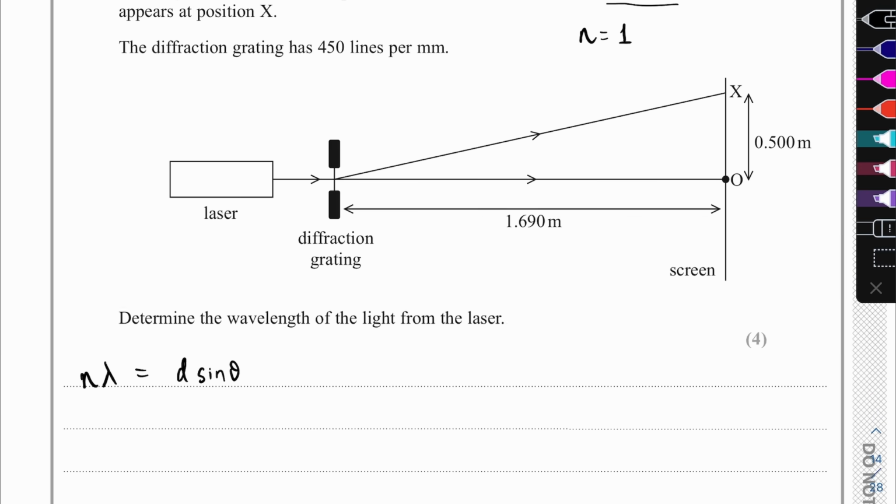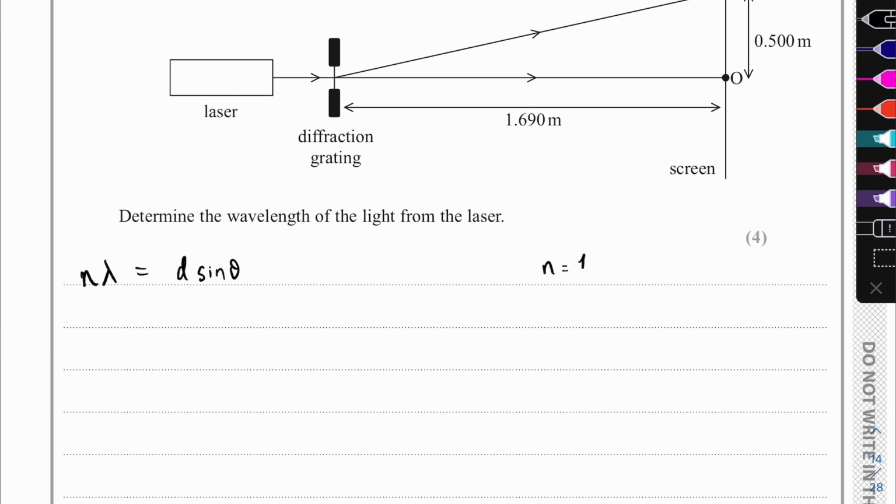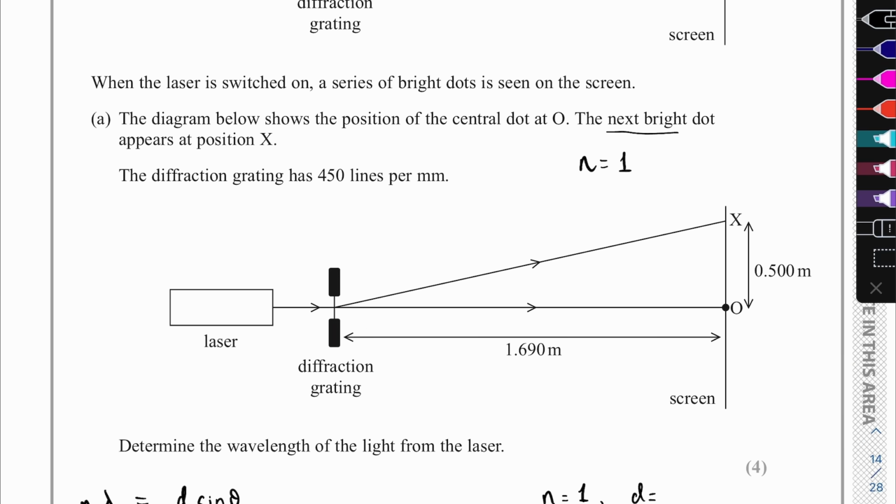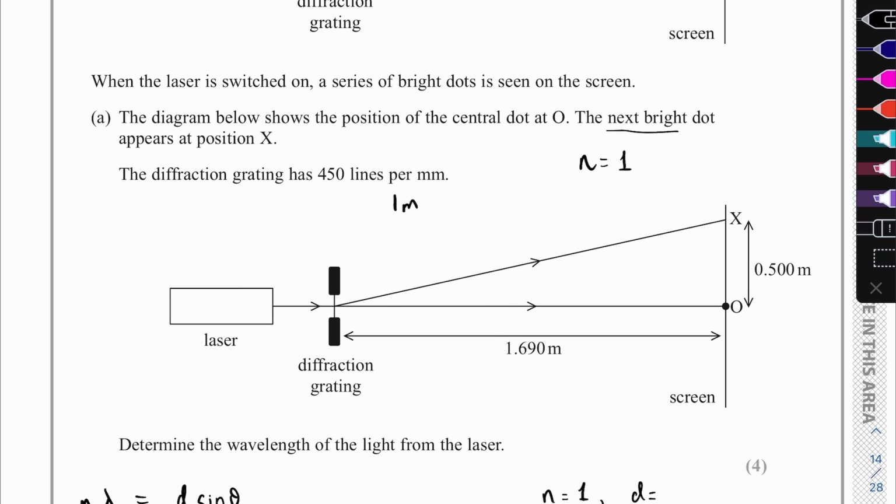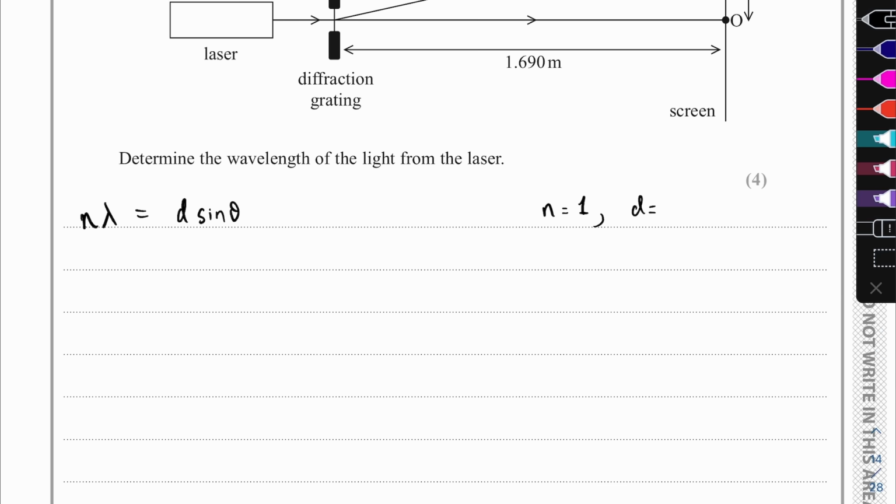So we know that n equals 1, right? Do we know d? d is the distance between the diffraction grating lines, right? So how do we work this out? We know that per 1 millimeter, there are 450 lines. So d would be 1 millimeter divided by 450. We can do it over here. 1 millimeter converted into meters is 10 to the power negative 3. So we have 1 times 10 to the power negative 3 all over 450. In the calculator, this gives us what?